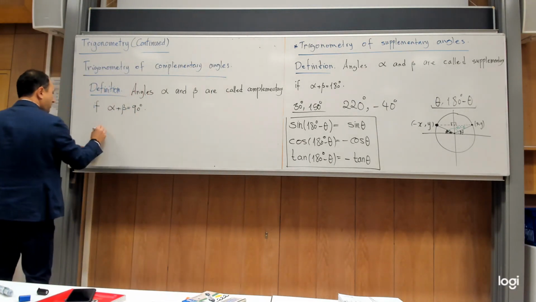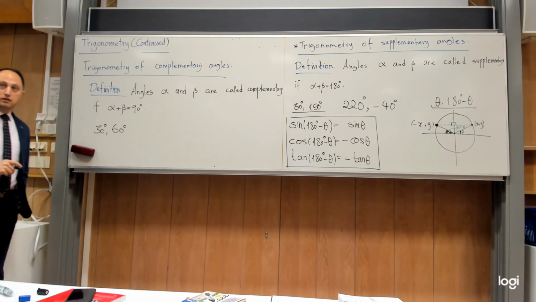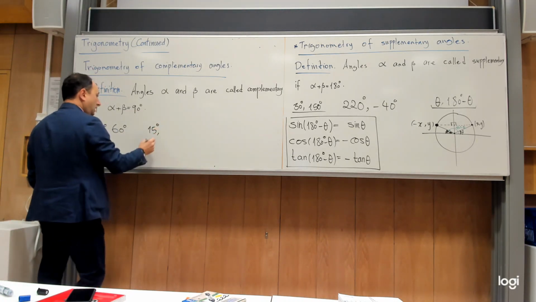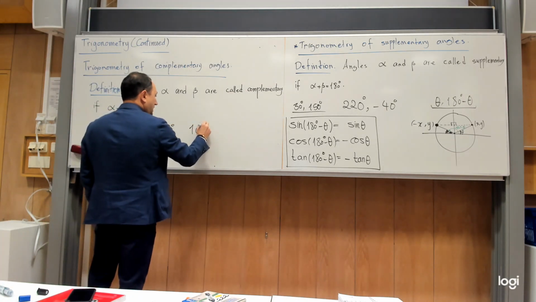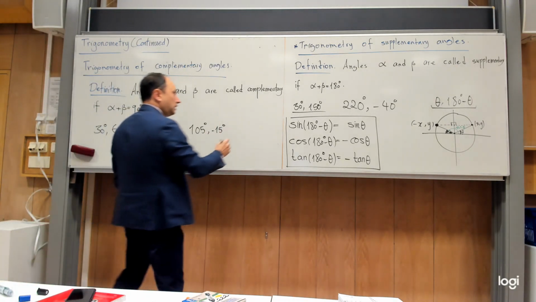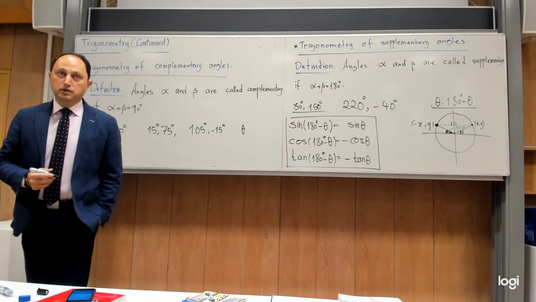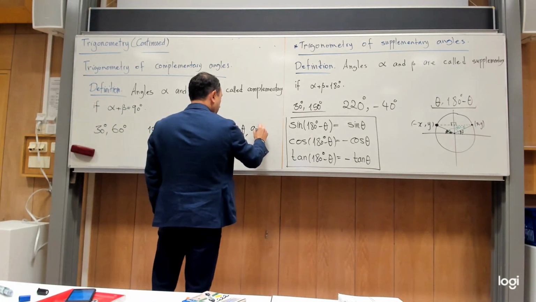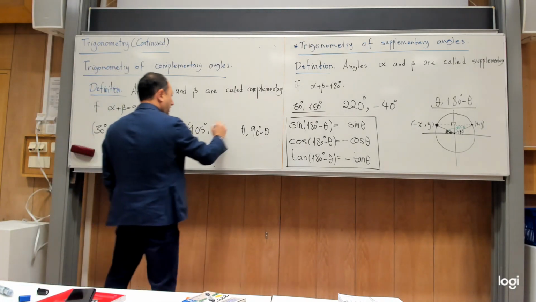For example, 30 degrees and 60 degrees. They are complementary. Or, for example, 15 degrees and 75 degrees. They are complementary. 105 degrees and minus 15 degrees. They are complementary. In general, what is the complement to theta? It's 90 minus theta. So these are pairs of complementary angles.